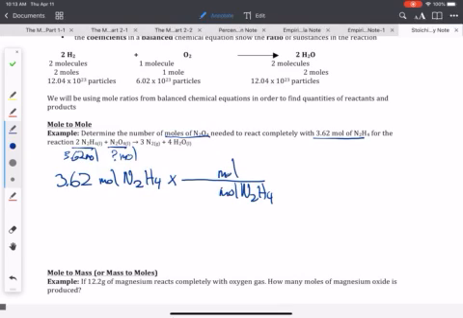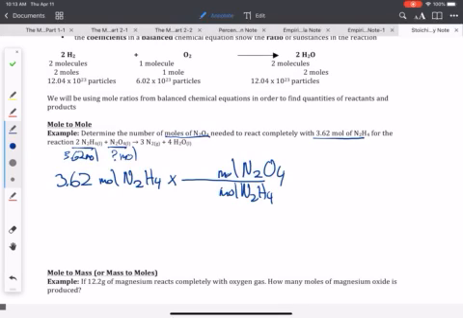Again, remember with stoichiometry, our balanced chemical equation gives us a mole ratio. So as long as you have moles of something, you can find moles of anything else. On the bottom, I have the moles that I was given and want to cancel. On the top, I'm going to put the moles of what I want. I want to know how many moles of N2O4.